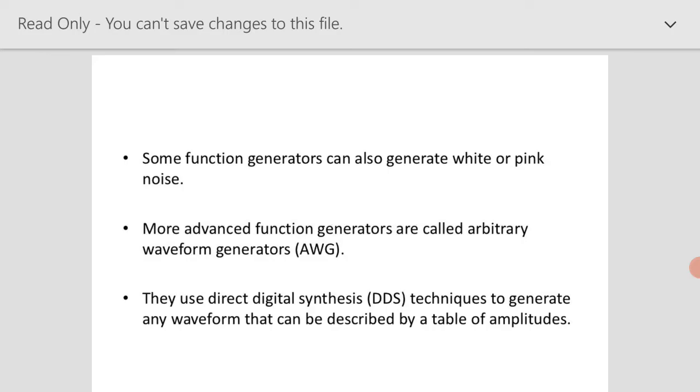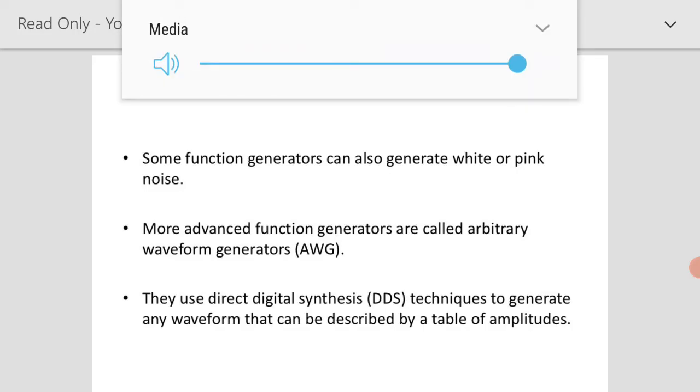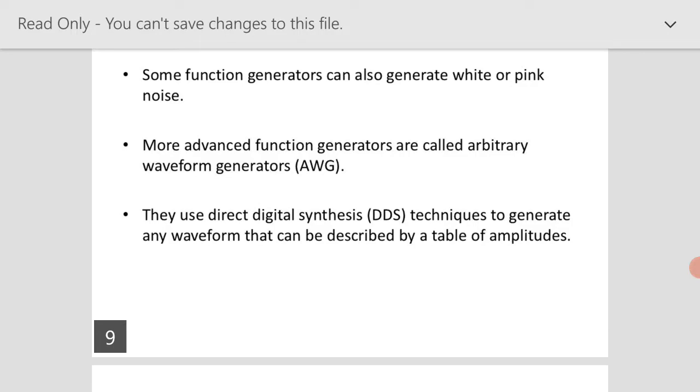Some function generators can also generate white or pink noise. More advanced function generators are called arbitrary waveform generators. They use direct digital synthesis techniques to generate any waveform that can be described by a table of amplitudes.